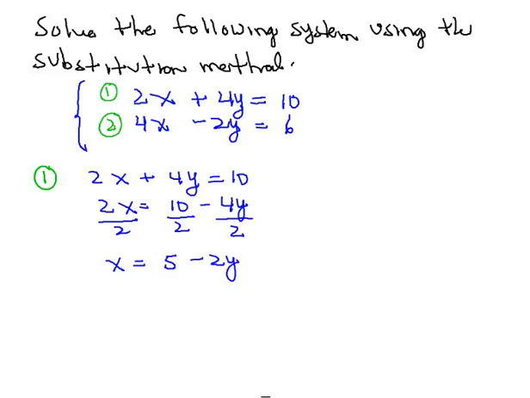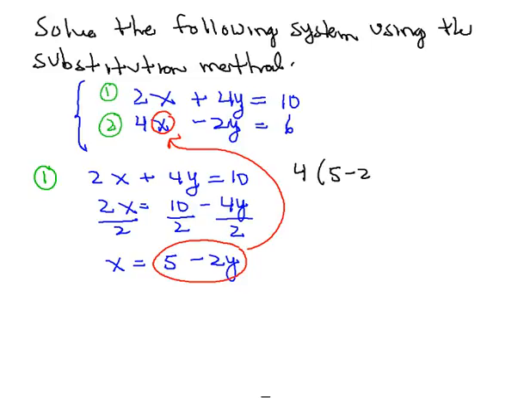So what we'll do next now is take this expression for x, then we're going to substitute it into the second equation. So what we're going to do then is to take this and substitute it for x up here in this equation. So we'll do that next. So then we're going to have 4 times the quantity 5 minus 2y, and minus 2y is equal to 6. We'll distribute the 4 and we'll have 20 minus 8y minus 2y is equal to 6.